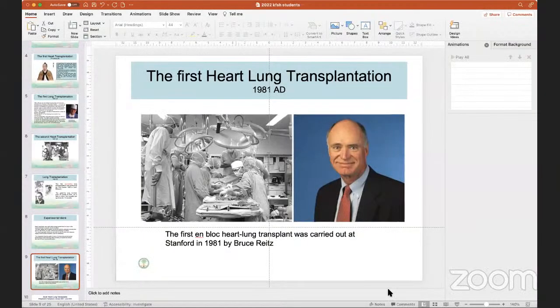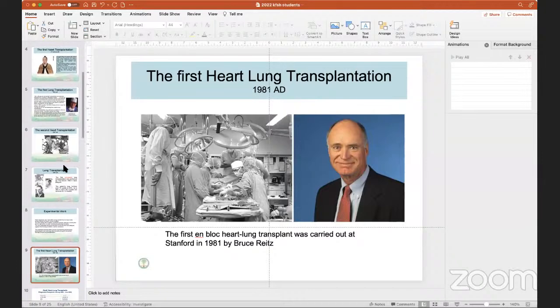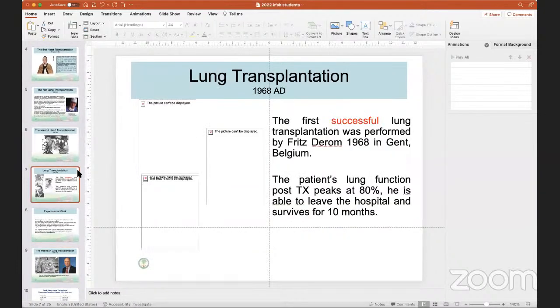Can you see it now? Yeah, now yes, it's appearing. Yeah, thank you. I don't know, it broke down. Can you see this? See, now it can't be presented.